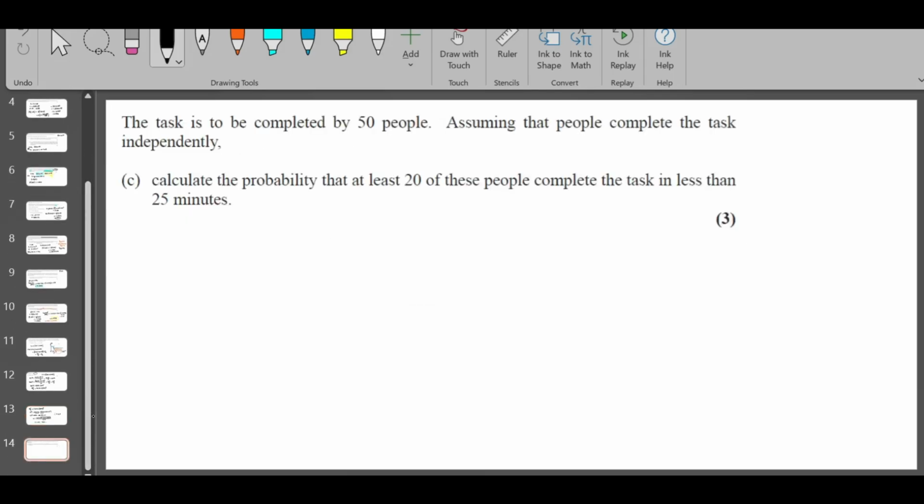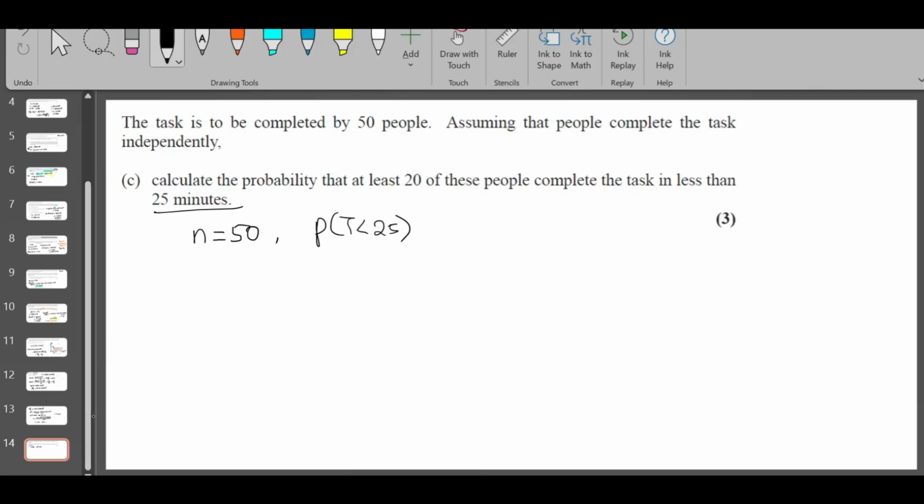Let's look at part C now. A task is to be completed by 50 people, assuming that the people complete the task independently, and they want you to find 20 out of 50. Every person completing the task is independent of each other. It's a binomial distribution, right? N is equal to 50. Now what is the probability of success here? Probability of success is that a person completes the task in less than 25 minutes. So we need to find T less than 25 minutes first.